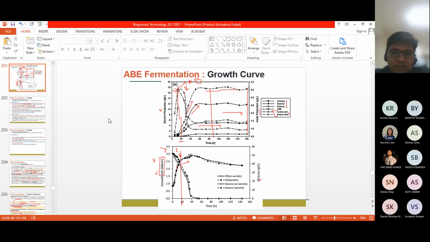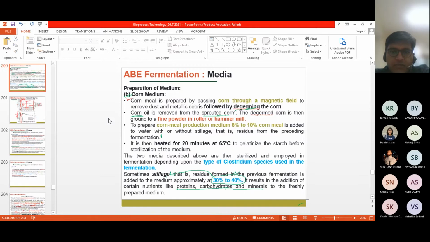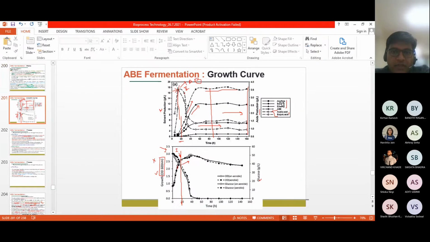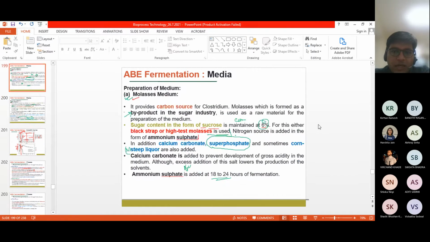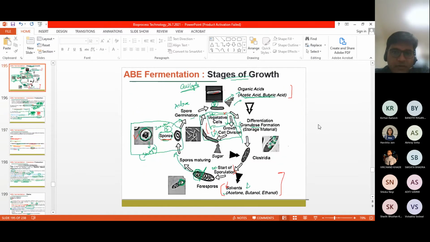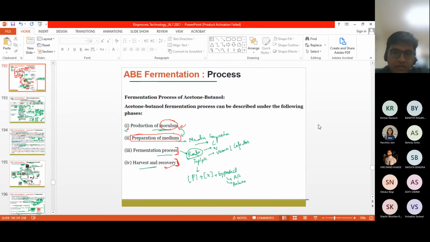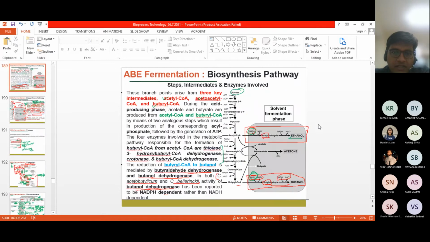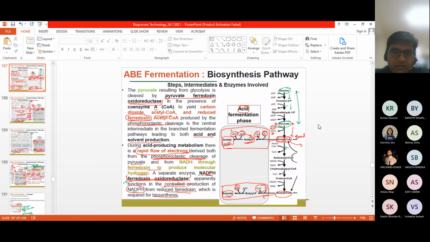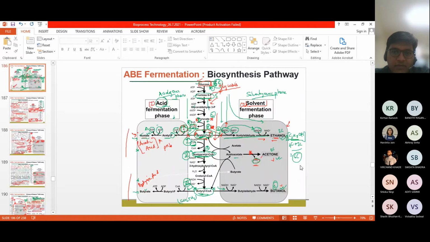So we have seen that this ABE fermentation is a bit of a complex process in which a lot of metabolites are being produced. Like we have the production of acetone, butanol, ethanol. Along with that, we have the production of acetic acid and butyric acids, and that depends upon how we tune our pathway. So we have seen that there are several junction points of the pathways, like it has a solvent phase and the acid fermentation phase, and which direction the fermentation will go. Okay, so it will depend upon how we tune our overall fermentation process.